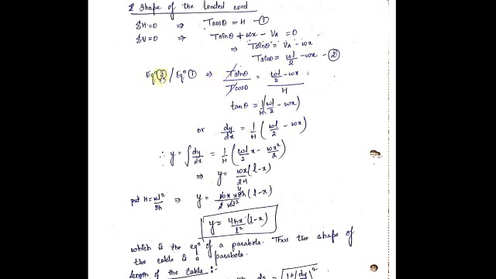Now divide equation 2 by equation number 1. So T sin theta upon T cos theta equal to WL by 2 minus WX upon capital H. So sin theta upon cos theta will be tan theta. We can also write tan theta as dy by dx, because we know that slope dy by dx is equal to tan theta.